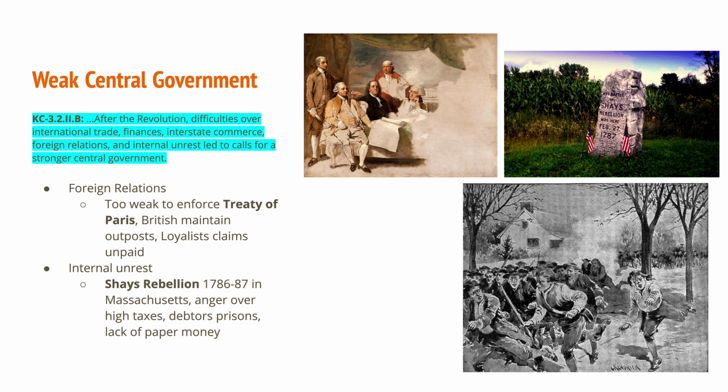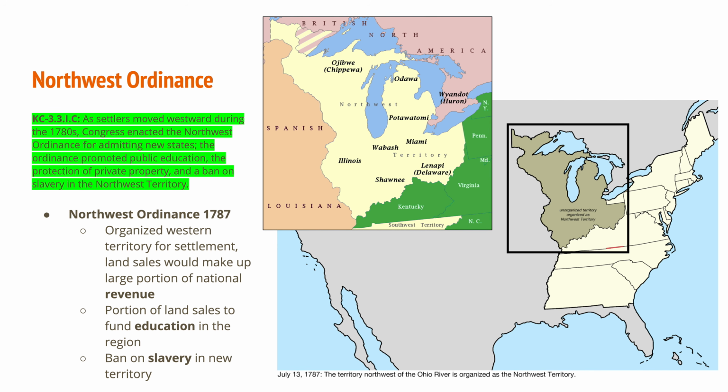And so this really showcased the weakness of the Articles of Confederation, that if there were to be another rebellion such as this one, it would not have the ability to put it down. So this is going to lead to calls for a new form of government that's going to be stronger, to be better able to deal with these problems.